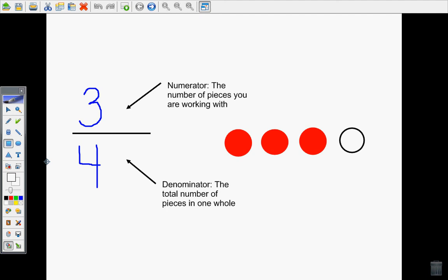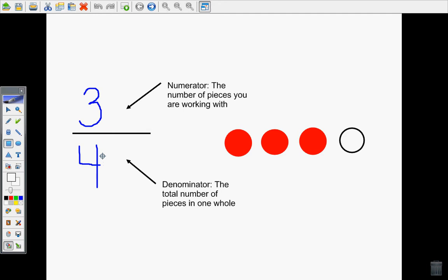Today we're going to be talking about fractions when you have a set rather than one shape that's been broken into pieces. Now, it still works the same way. In a fraction, you're always going to have one number on top and one number on the bottom. The bottom number is called your denominator. It's the total number of pieces in one whole.